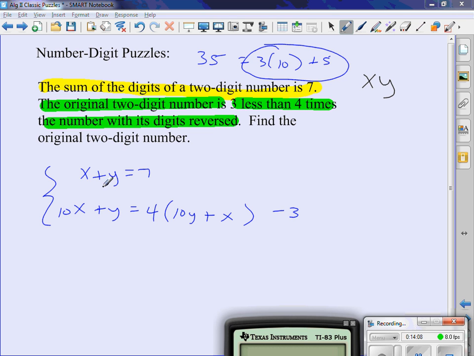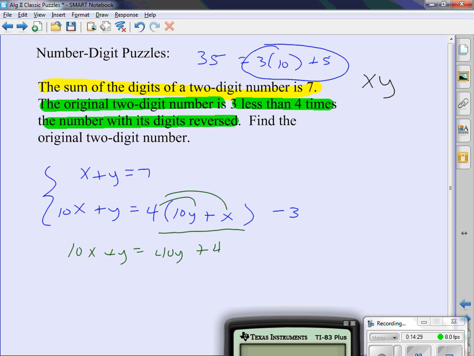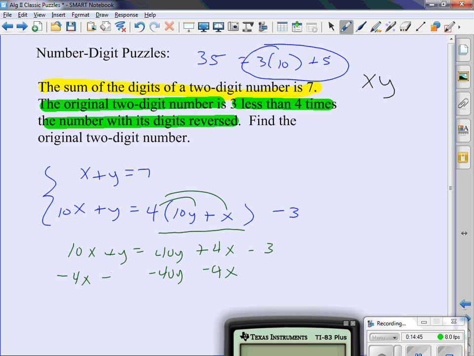I'm going to work with this bottom one first. There's a lot of stuff going on. I'm going to do this piece right here. 10x plus y. It's an ugly y. When I distribute, 40y plus 4x minus 3, I'm going to move the x and the y to the left. I'm going to move these over. Minus 40y, minus 4x. Minus 4x, minus 40y.